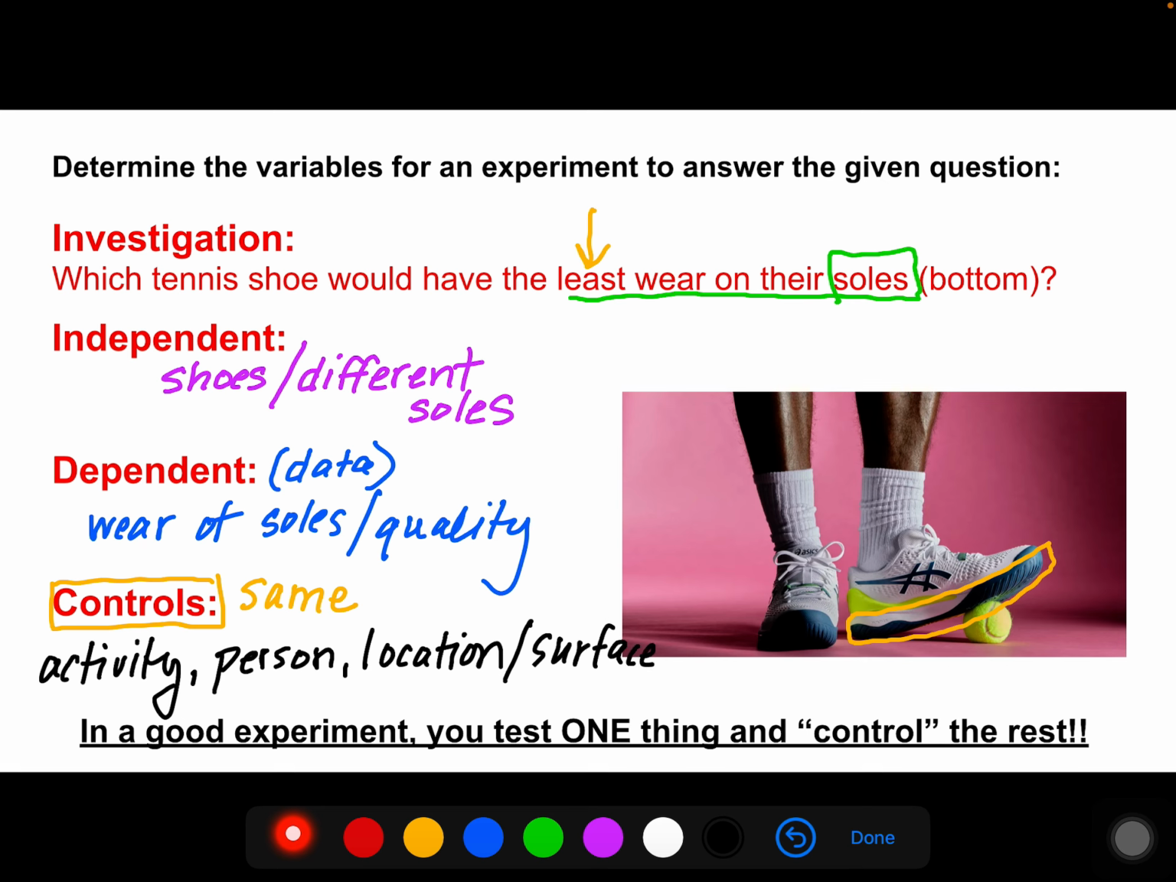And if we're talking indoor versus outdoor, obviously the weather would have to be the same. Looking at this picture, I would want the socks to be the same, right? There's a lot of things that we would want to keep the same. So the only outcome to our experiment was based on the bottom of the shoe. And that's really what we're trying to test here.